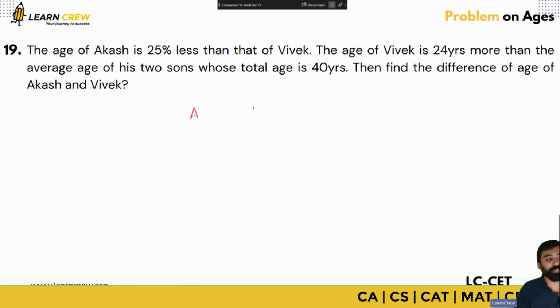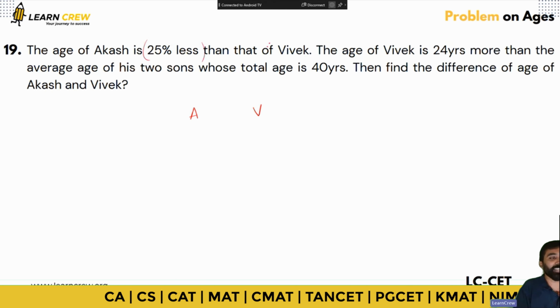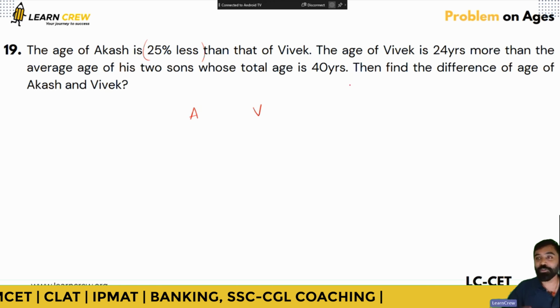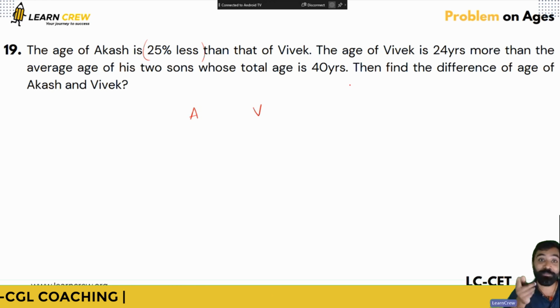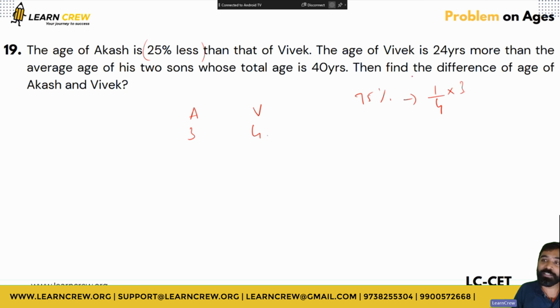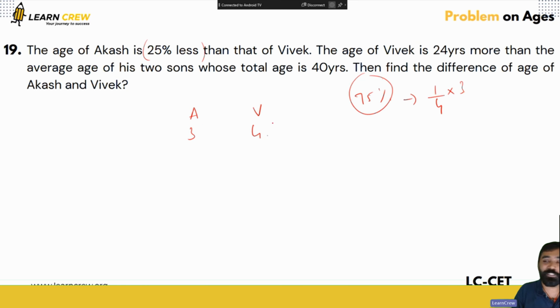First, what is given? Akash and Vivek. 25% less than that of Vivek means it is 75%. How can you represent 75% in terms of fraction? 3 by 4. So Akash is 3 and Vivek is 4. First step: 25% less means it is 75%. 75% is nothing but 25 into 3. So 25% is 1 upon 4, and 3 into 1 upon 4 will give you the entire 75%. This can be written as 3 by 4.